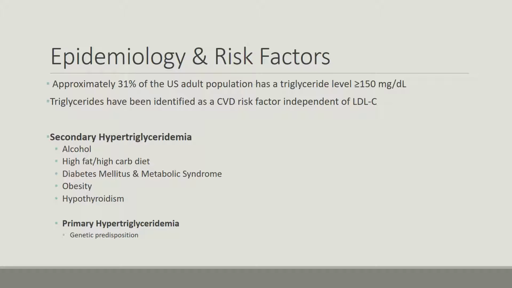Some epidemiology and risk factor information for hypertriglyceridemia. Approximately 31% of the U.S. adult population has a triglyceride level greater than 150 micrograms per deciliter. That means that they are at least borderline high, if not high or very high, putting them at different risk stratification levels for cardiovascular disease and, of course, pancreatitis as well.